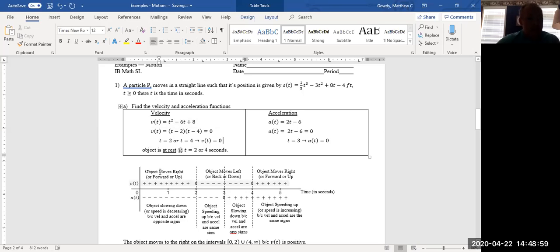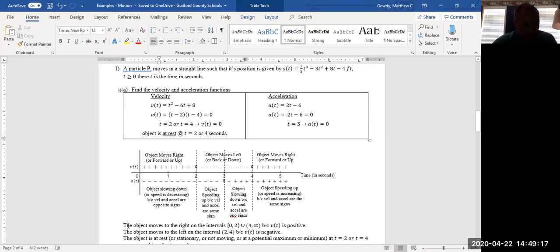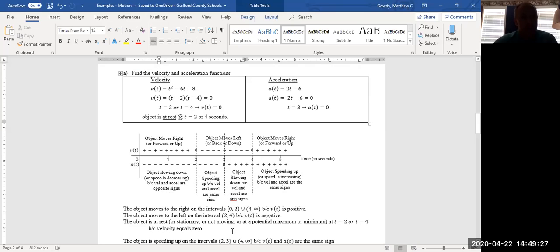So this means the object is moving to the right whenever velocity is positive, or it's moving forward, or it's moving up, depending on how you're thinking of this motion. When velocity is negative, it's moving to the left or back or down. When velocity is positive, it's again moving to the right. So we can write that up down here. The object moves to the right on the intervals 0 to 2, and 4 to infinity because velocity is positive. The object moves to the left, etc. So you can see all that written down there.